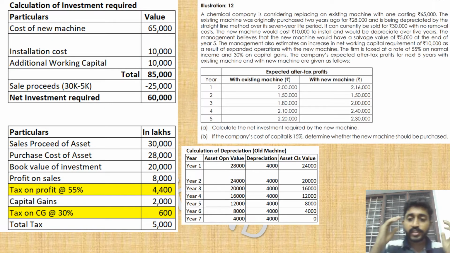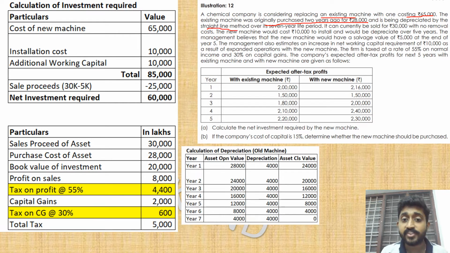Okay, so let's move on to the next problem, students. The chemical company is considering replacing the existing machine. So you are going to replace the existing machine with one costing 65,000. So the new machine which the company is looking at is 65,000. The existing machine was originally purchased 2 years ago for 28,000. Okay, so 2 years ago this machine was bought at 28,000.